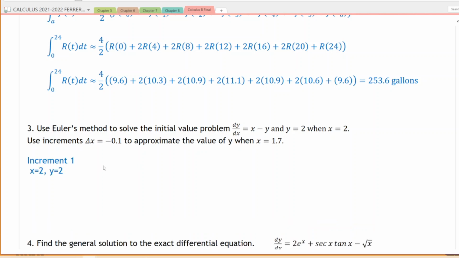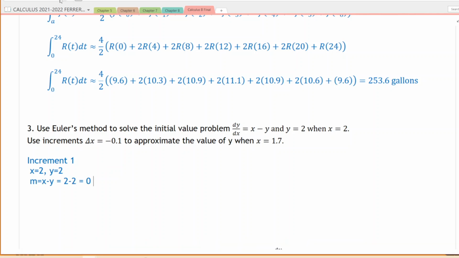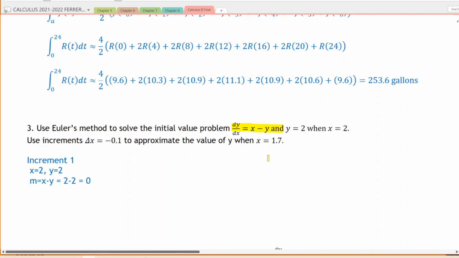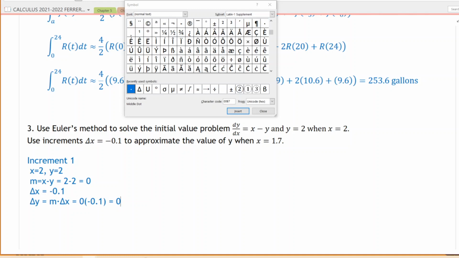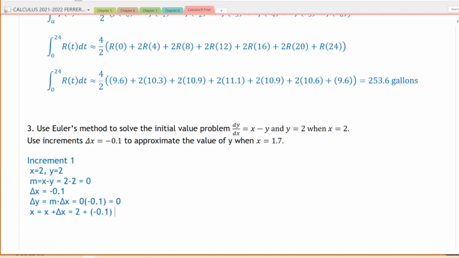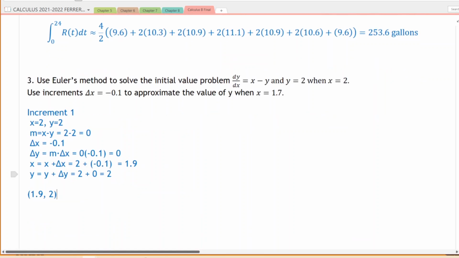So in our first increment, we have x equals 2, y equals 2. m is equal to 2 minus 2, which comes from the dy dx equation. So 2 minus 2 is 0. We're told delta x is negative 0.1. Delta y is going to be m times delta x, which is 0 times negative 0.1, which is 0. Now that I have my m, delta x, and delta y, I can get my new x. x is equal to x plus delta x, which is 2 plus negative 0.1, which is 1.9. y is equal to y plus delta y, which is still 2. This gives me the coordinate 1.9, 2, and we need to stop when we get to 1.7, so we're ready for increment 2.